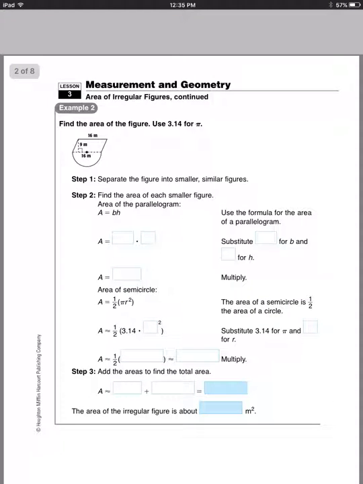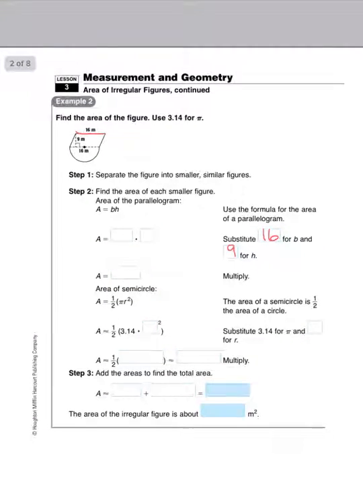On this one we have two different shapes. We have a parallelogram on the top, and they've attached a circle or a semicircle, a half circle, to the bottom of it. Okay? So in order to find the area of a parallelogram, you do the area equals the base times the height. So the base of the parallelogram is 16 right here, and the height of the parallelogram is 9 right here.